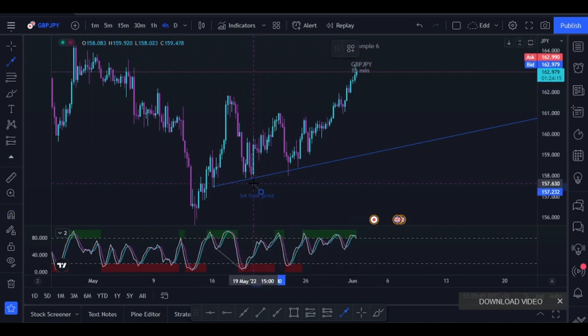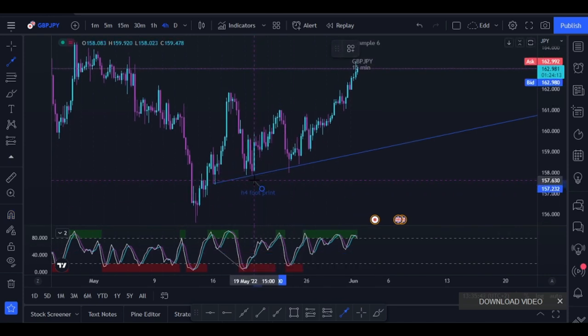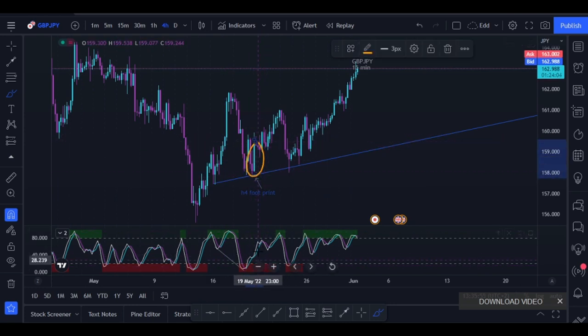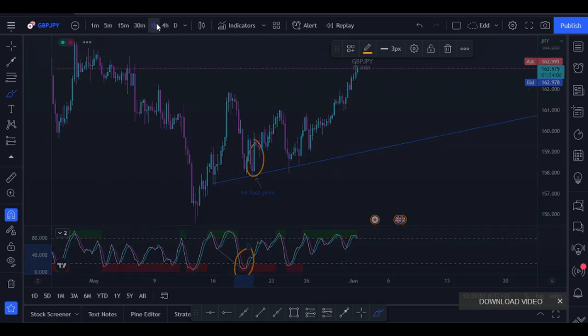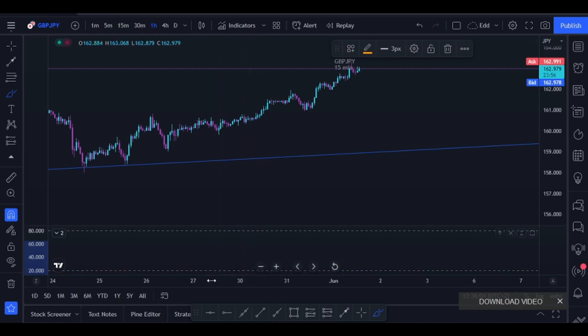Okay, let's draw a line here. That would have been the H4 footprint. I would have executed on that candle if I was to trade the H4 footprint, but that's way too big. Anyway, I don't execute on the 4 hours, way too big of a risk. Let me show you something here on the 1 hour now.